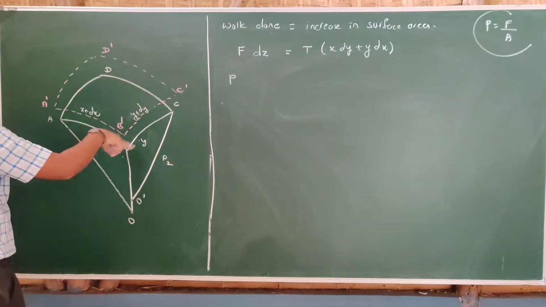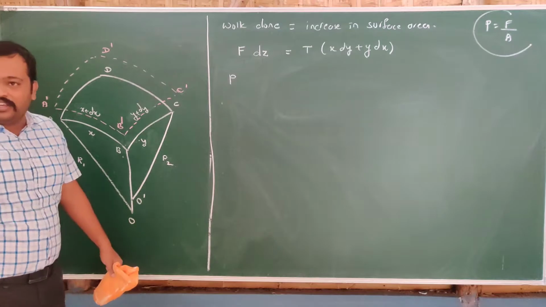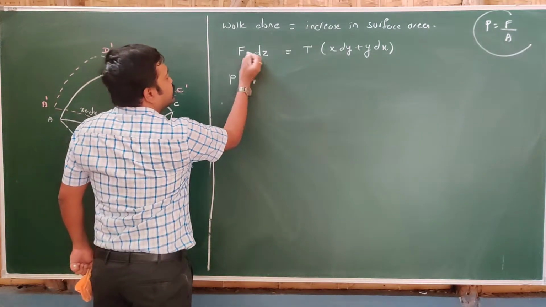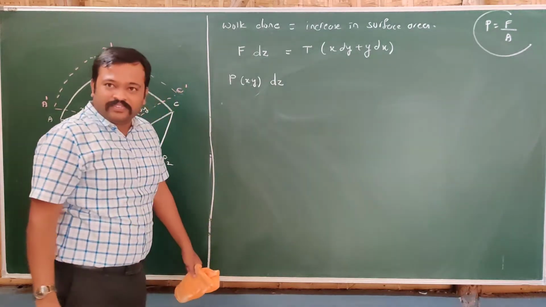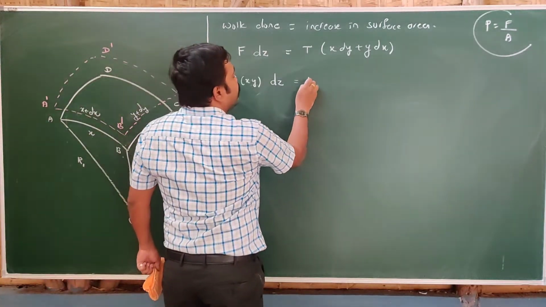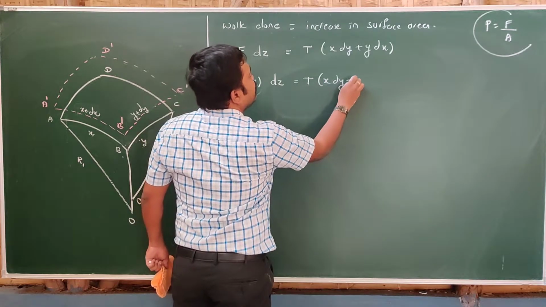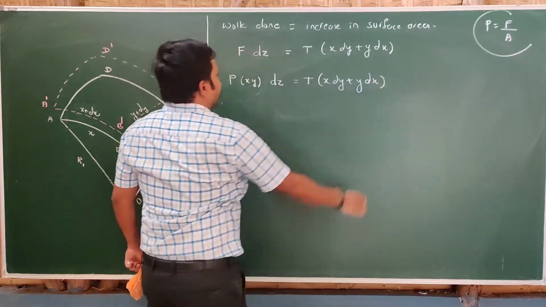And what is the area? Which was the earlier area? That is x into y, right? So let me take this area as x into y. And what do I get now here? dz. So that is equal to, let me write T times (x dy plus y dx).